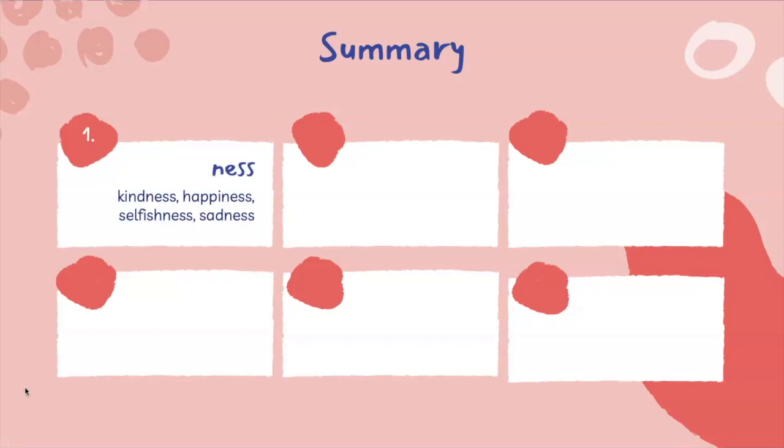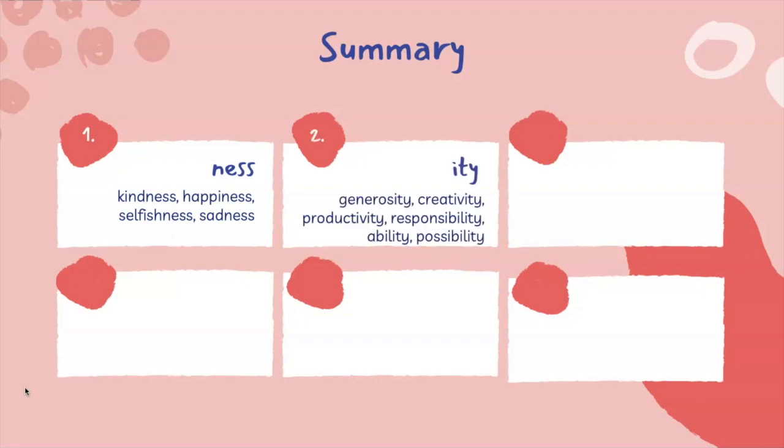NESS. So we have kind to kindness, happy to happiness, selfish to selfishness, sad to sadness. Another noun suffix that we have talked about is ITY. Generous to generosity, creative to creativity, productive to productivity, responsible to responsibility, able to ability, possible to possibility.